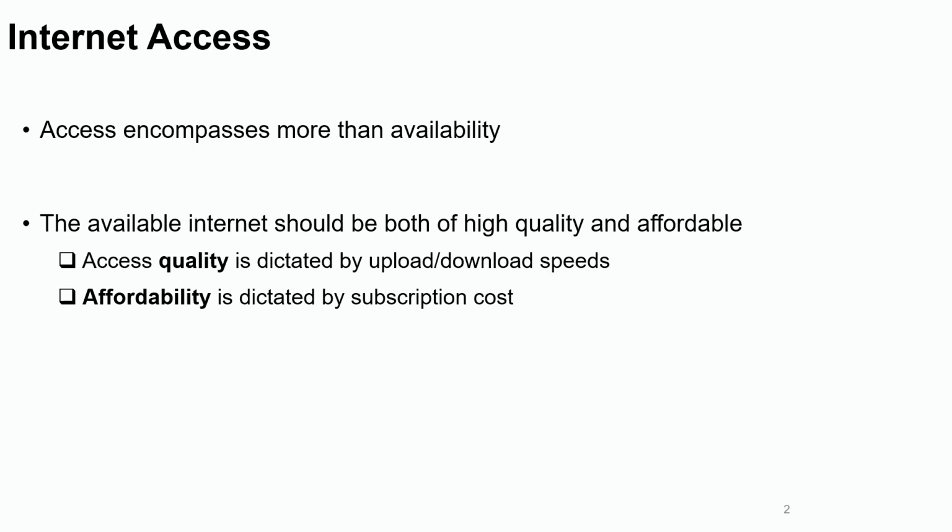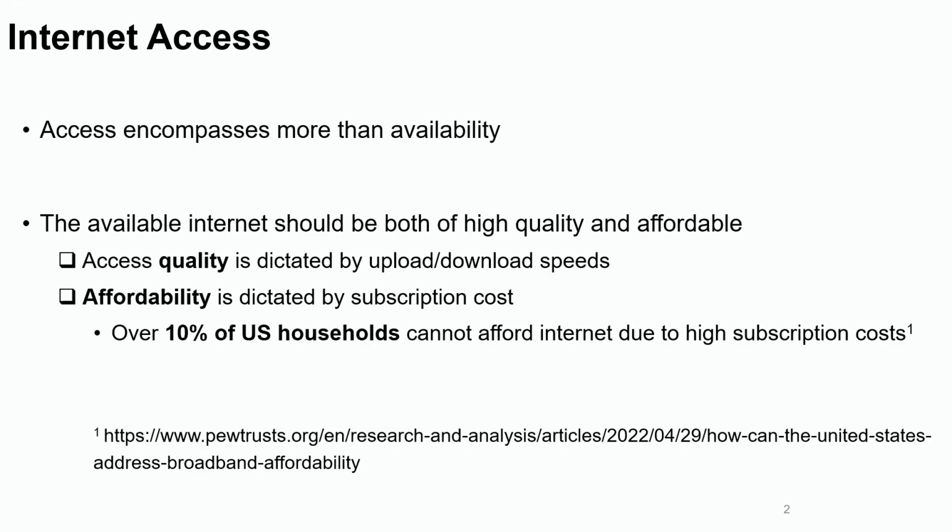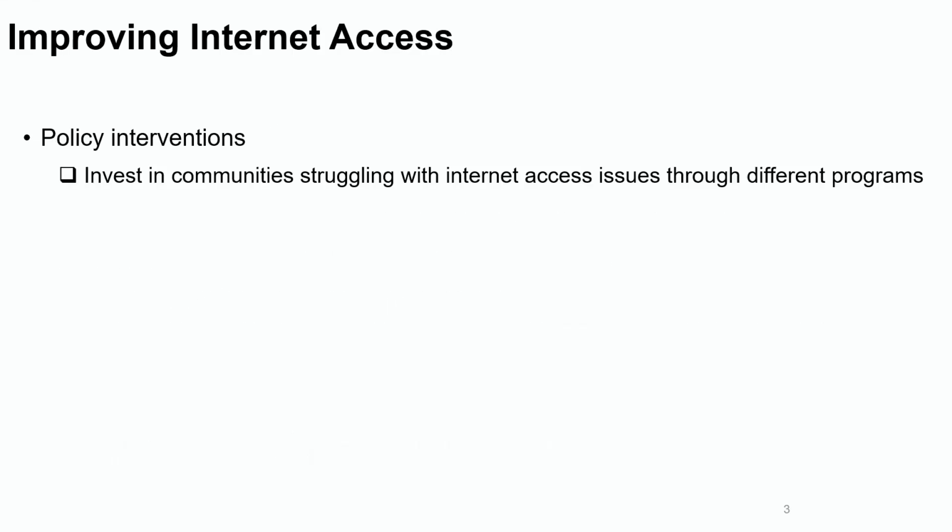Now, affordability is a big issue around the world, but even in the US, a recent study showed that about 10% of the total US households cited cost of access as the reason for not having a broadband connection at home. So even in the US, this is a big issue, and as such, we cannot just overlook this very important component that ultimately affects internet adoption.